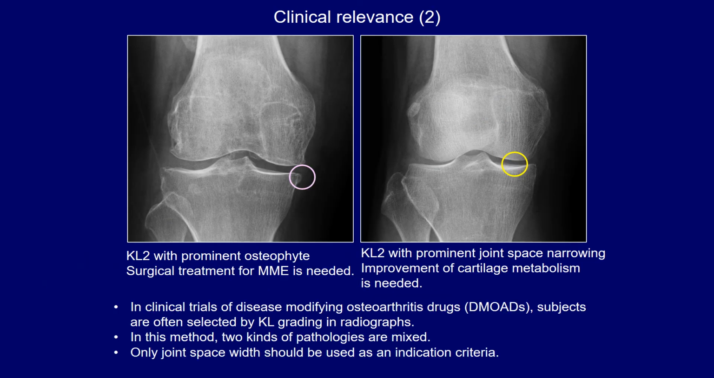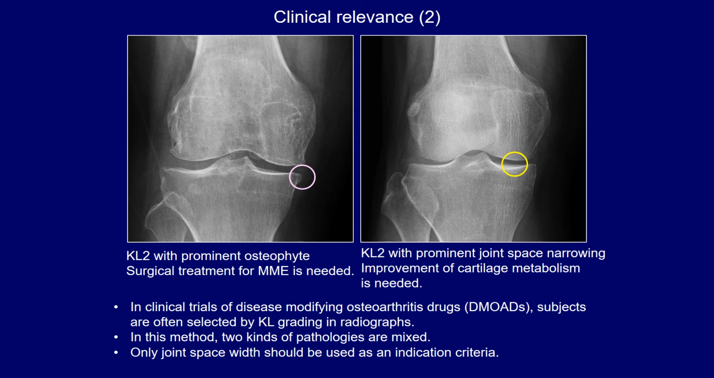Left panel shows KL grade 2 osteoarthritis with prominent osteophyte. Surgical treatment for medial meniscus extrusion is needed. Right panel shows KL grade 2 osteoarthritis with prominent joint space narrowing. Improvement of cartilage metabolism is needed.